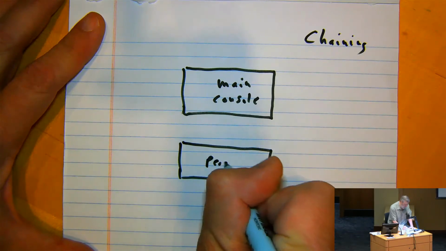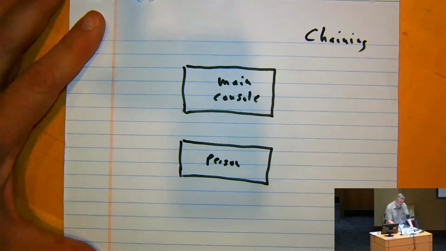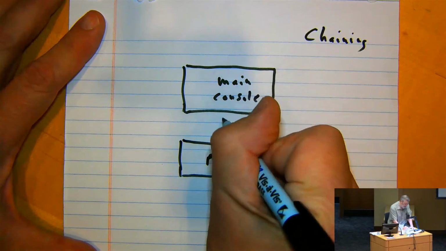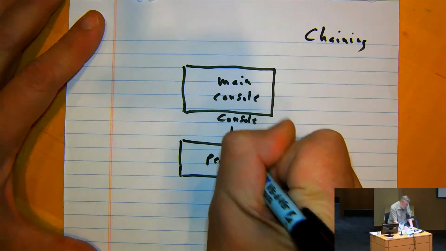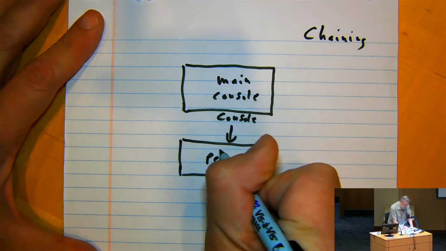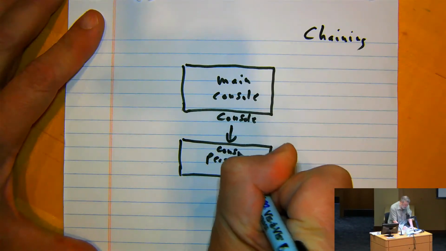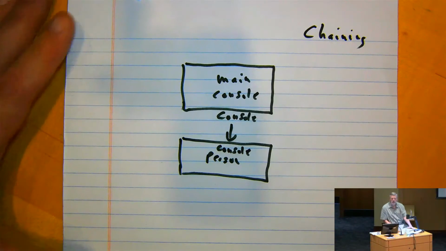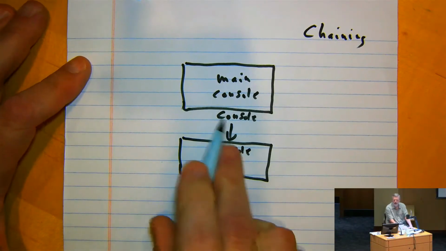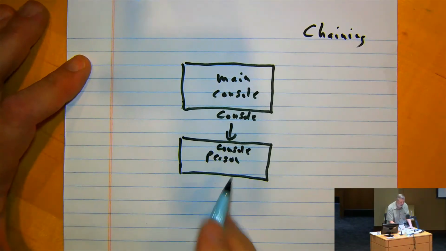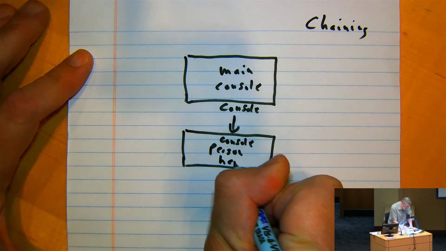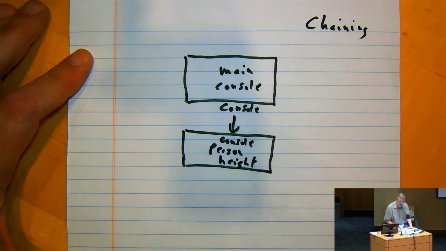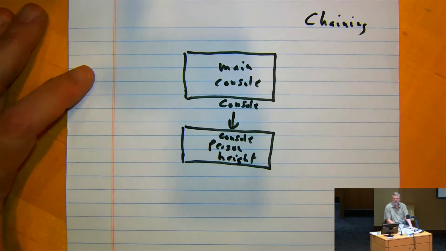Not a great name for a method, but what can you say? So there's a method called person, and it is passed the console scanner. So main passes its console scanner into something that's also known as console inside of the person method. So that's passed down as a parameter. And then the person method introduces a variable called height. So it has a local variable called height that it introduces.